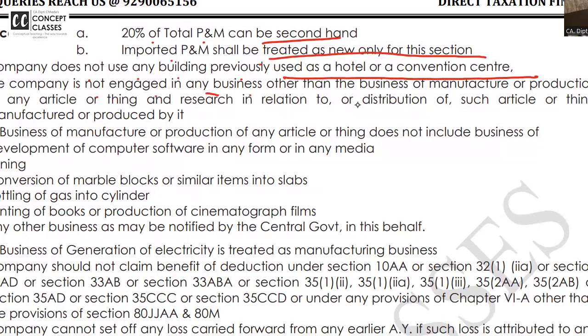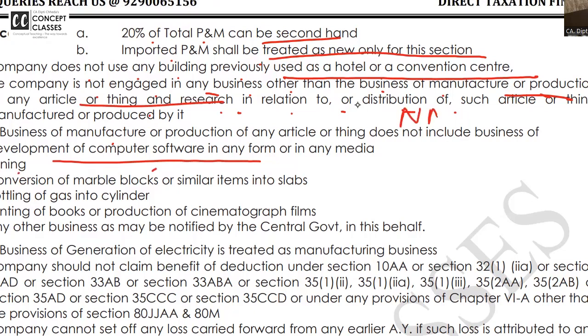Company is not engaged in business other than business of manufacturing or production of article, thing, or research in relation to the distribution of things. You know, they should manufacture product. Business of manufacturing does not include development of software. You can't say we are making software and we are a manufacturing company. You should develop a product or article, not software.